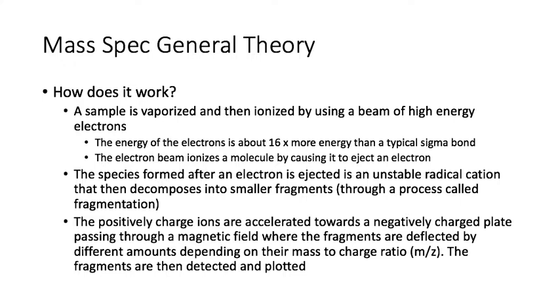Those fragments are then positively charged, so they can accelerate towards a negatively charged plate at the end of the instrumentation. As they travel to that plate, they pass through a magnetic field where they can be deflected by different amounts based on their mass to charge ratio. Then those fragments that are detected get plotted onto a chart. That mass to charge ratio is commonly referred to as m over z, where m stands for mass and z stands for the charge. Because they are cations, typically z is +1, so the mass of our compound, or the mass of that fragment, can be detected and plotted.